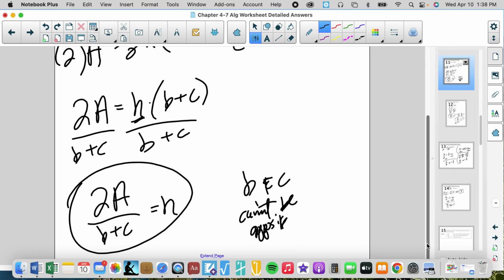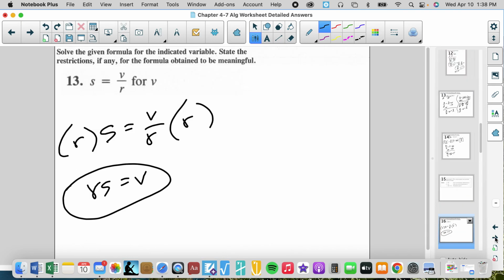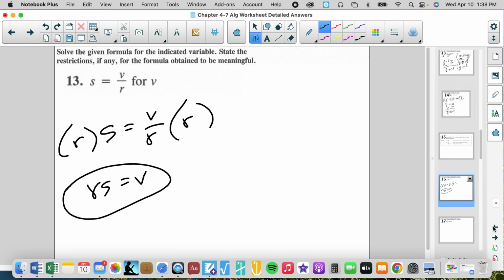Oh yeah, we did that one. Okay, so I only skipped 1 or 2. Sorry about that. No restrictions here. Yeah, R can't be 0. I know R is not in the denominator at the end, but it is in the beginning, so we can't start with R being 0.